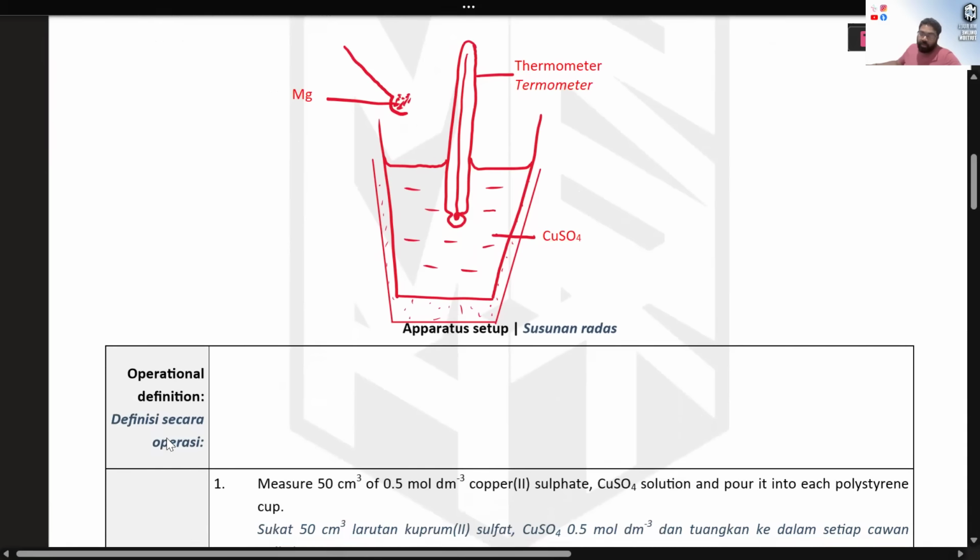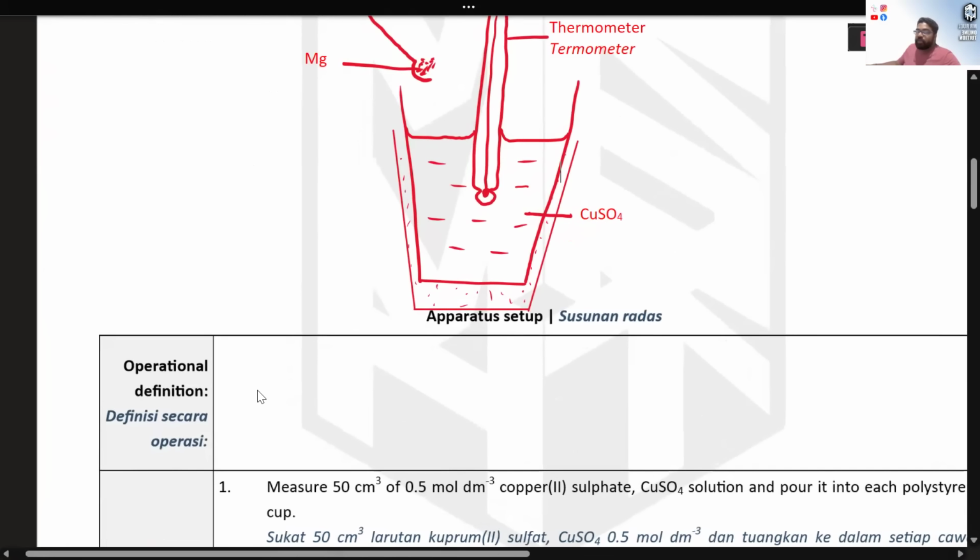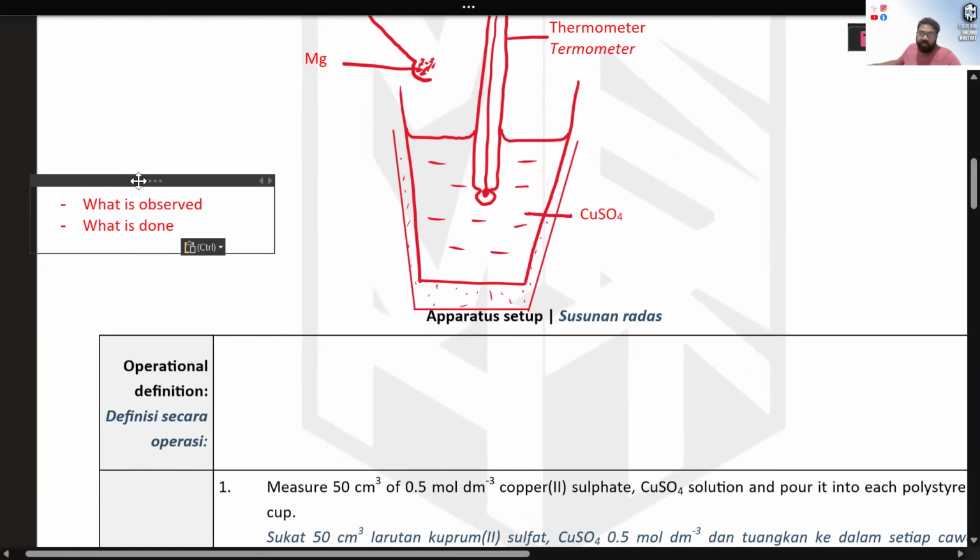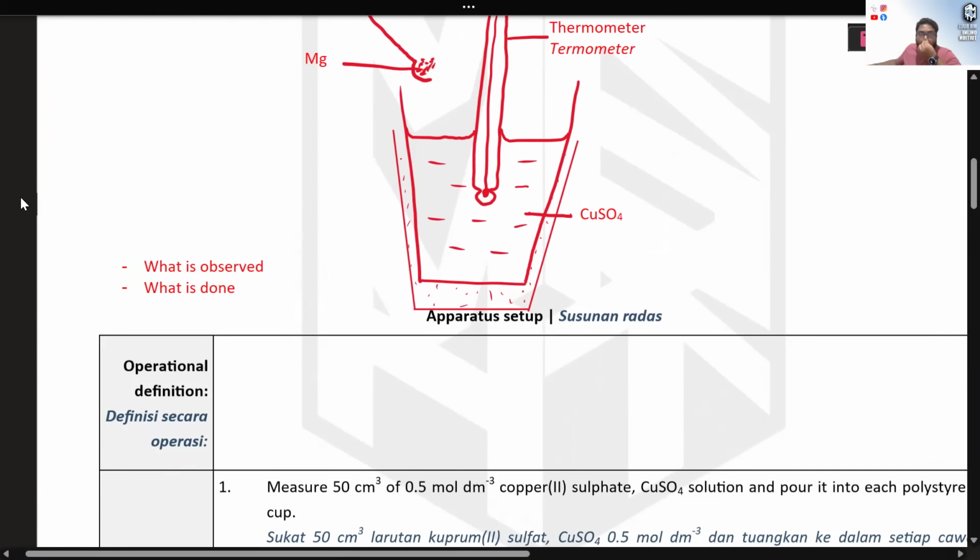First, let's tackle operational definition. Operational definition for chemistry is the clearest. We have the most examples and the most consistent examples in all the mark schemes. So I hope you know, but if not, don't worry. The format is very simple. For operational definition for chemistry, you need to have two things: what is observed and what is done.